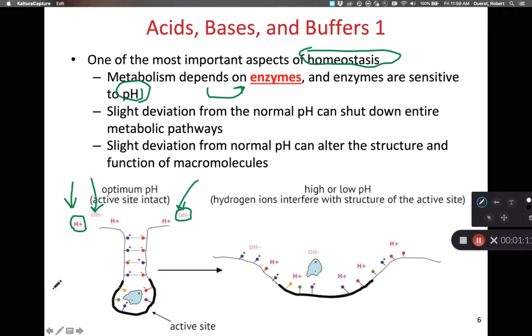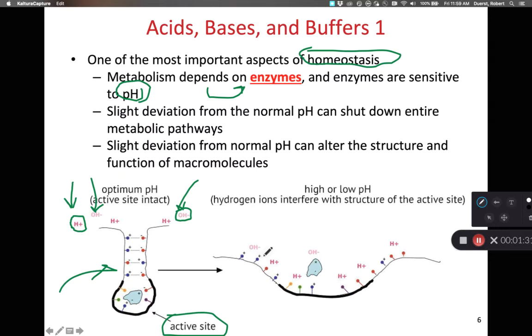So within an enzyme, we have an active site, and the active site of the enzyme is the part of the enzyme that actually accelerates the chemical reaction by reducing the activation energy needed to kickstart the reaction. And if we change the pH, the active site is going to change shape.